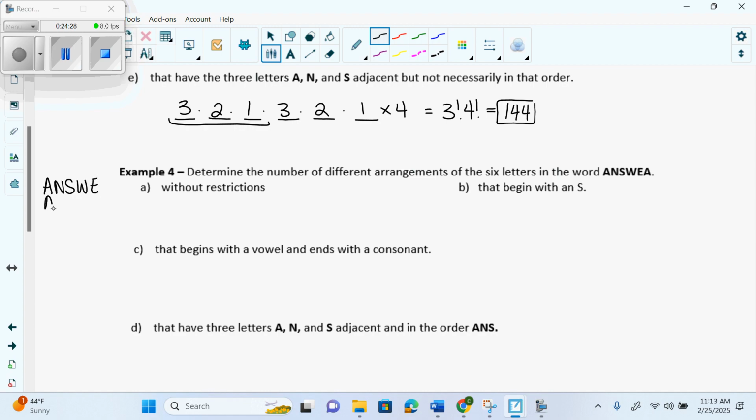A-N-S-W-E-A. This is going to have a 2 factorial on the bottom. This is going to have a 2 factorial on the bottom, etc. They're all going to have that. And people say to me, well, what times do they not? Never. Never, I say. Not in the way that we do it. It will always have that on the bottom. So, without restrictions, how many letters would be on the top? 6 factorial. And we would get 360.